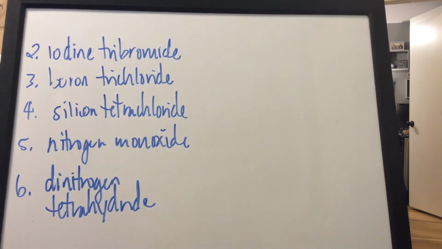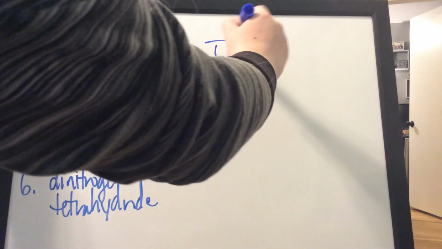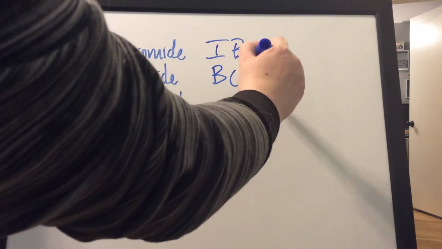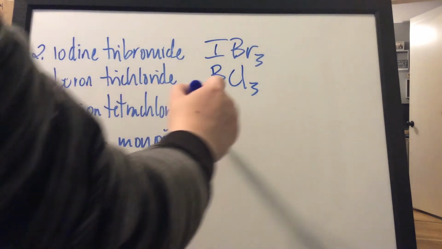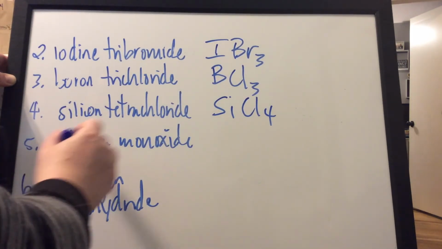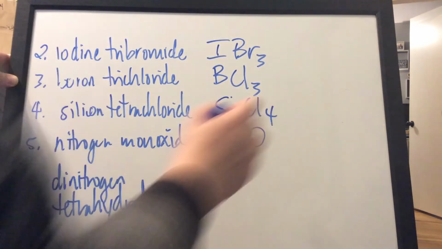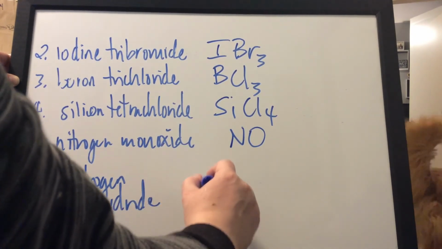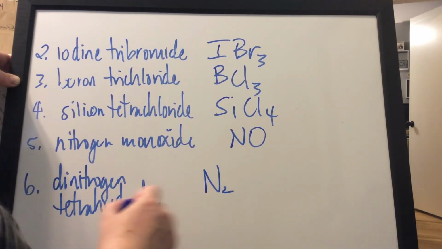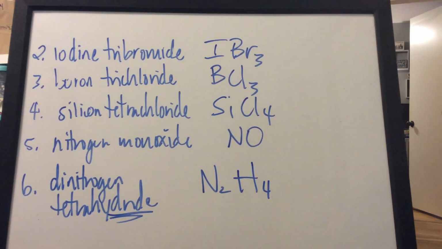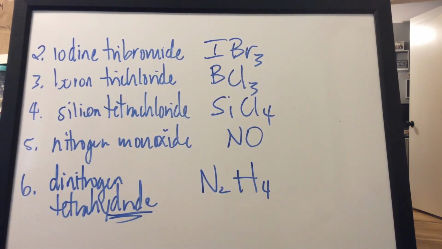Okay, so here we go. Iodine tribromide would be IBr3. Boron trichloride would be BCl3. Silicon tetrachloride would be SiCl4. Nitrogen monoxide would be NO. And dinitrogen tetrahydride would be N2. Hydride is hydrogen. That's the only tricky part on here. And so that would be N2H4. And that is formula writing for covalent. And that is where this video will end.